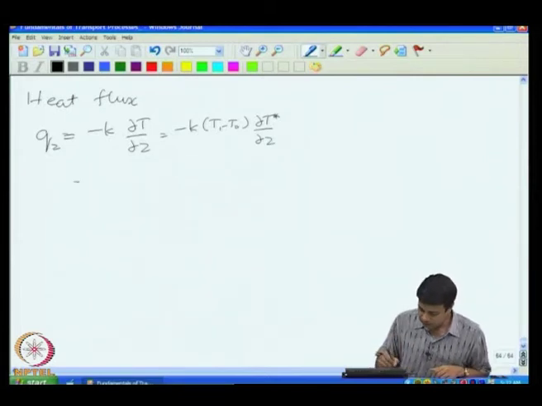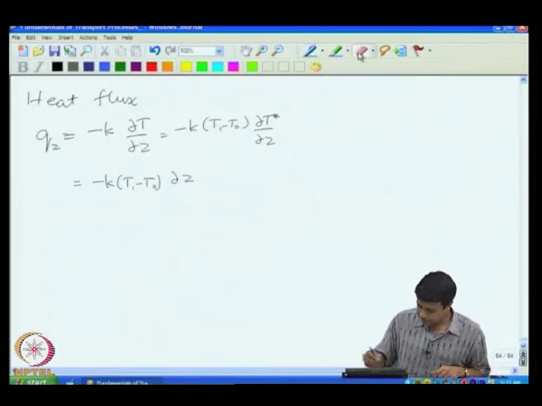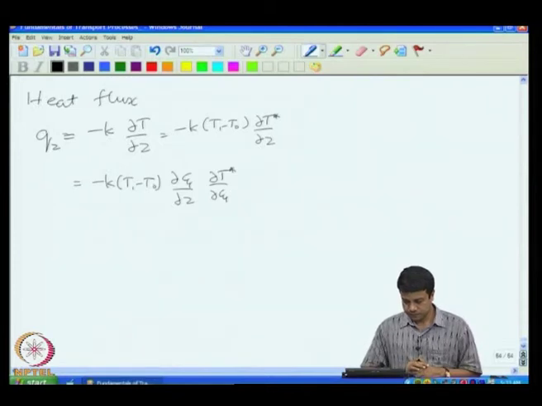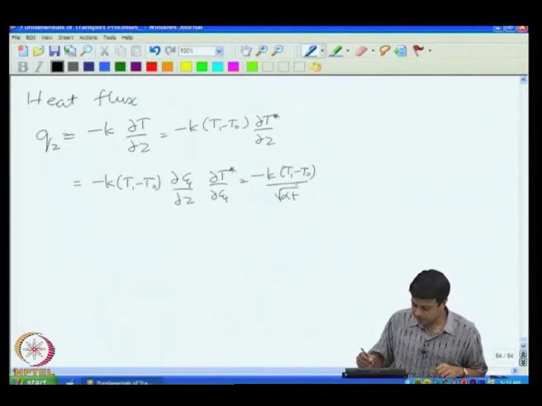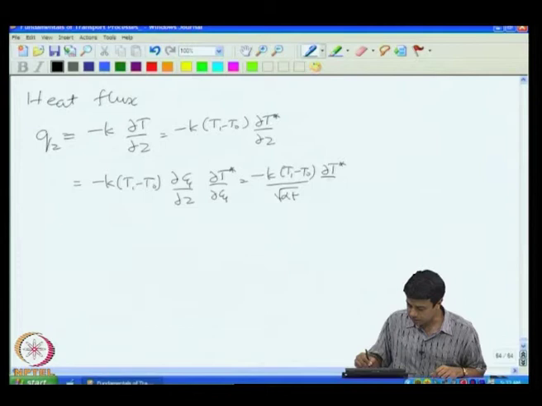So, this when expressed in terms of the scaled variable psi becomes minus K into T1 minus T naught into d psi by dz times dT star by d psi. And d psi by dz is 1 over square root of alpha t. So, this is equal to minus K into T1 minus T naught by square root of alpha t, into dT star by d psi.